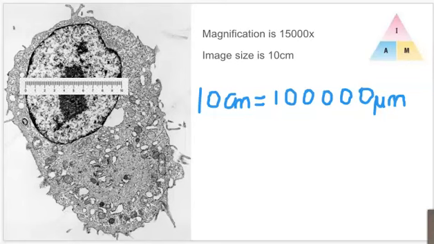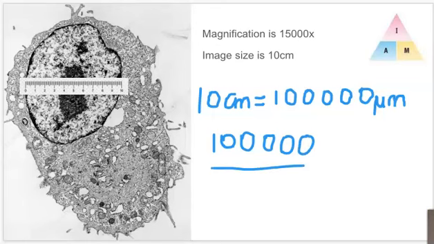We know the magnification. So to work out the actual size, we take the 100,000 and we divide it by the magnification. So in this case it's 15,000 because it's an electron micrograph. It's going to be a big number there. And when you do that calculation, you end up with the answer of 6.67.